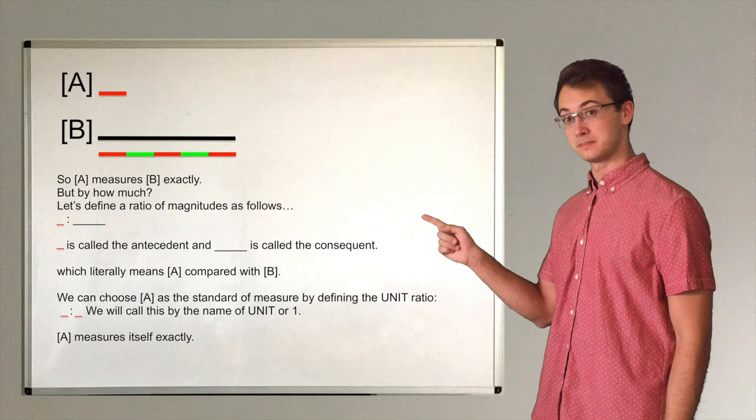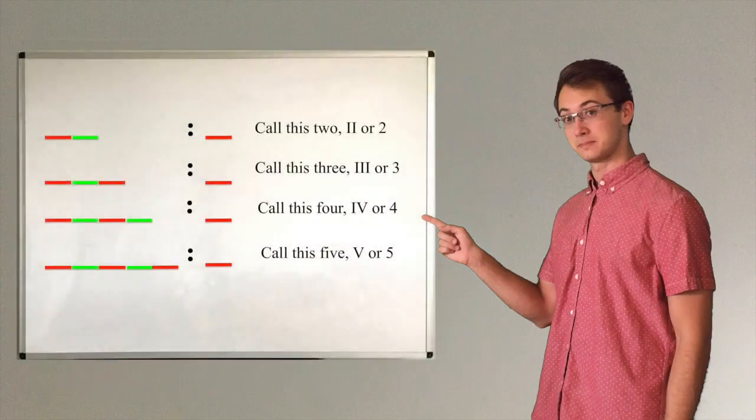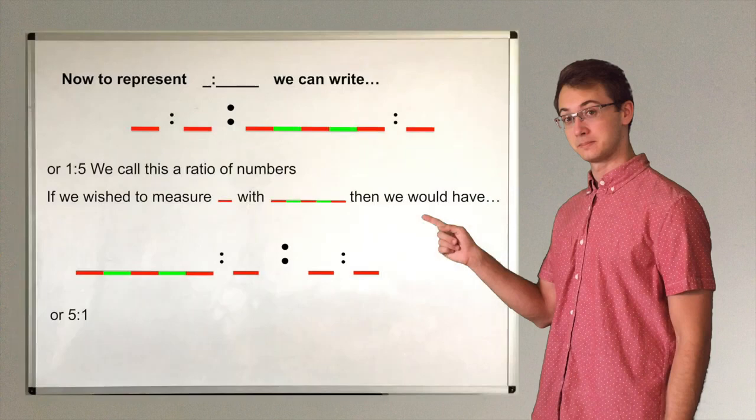A measures itself exactly. Next, we will consider all ratios whose consequent is the shorter length and whose antecedent is composed of the shorter length. Now, to represent this ratio, we can write this ratio, or 1:5. We call this a ratio of numbers. If we wished to measure the shorter length with the longer length, then we would have this ratio, or 5:1.